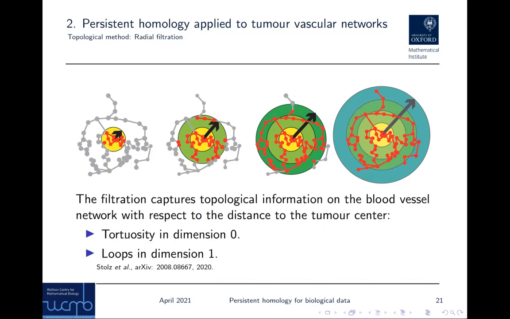What this gives me is information about tortuosity in dimension 0, because if you have very wiggly vessels, then you can imagine them intersecting with the sphere multiple times, creating short connected components which quickly merge with the rest of the connected components. So this shows up as short bars in the corresponding barcodes. In dimension 1, what we have is loops. And because we're looking at all of this with respect to the tumor center, we also get a spatial resolution of the loops in the tumor.